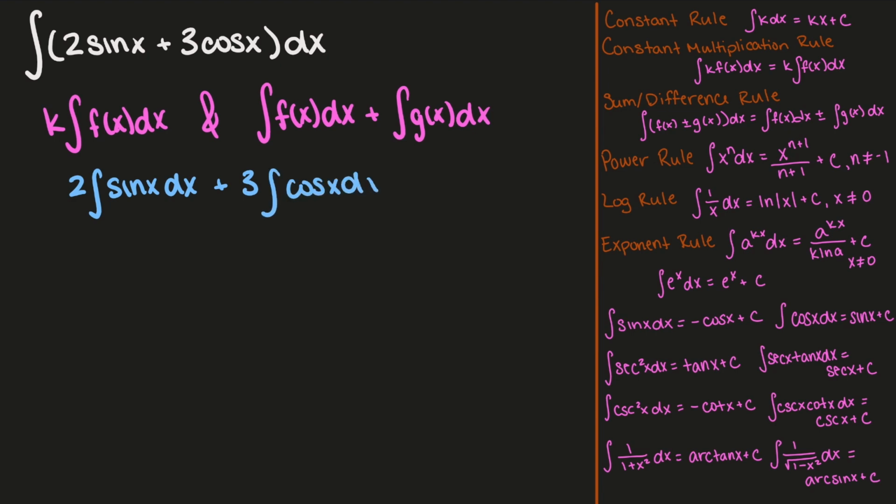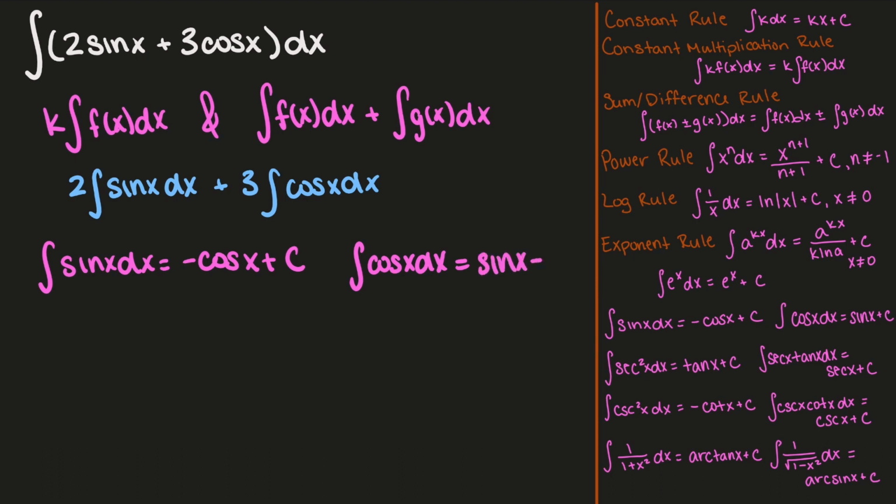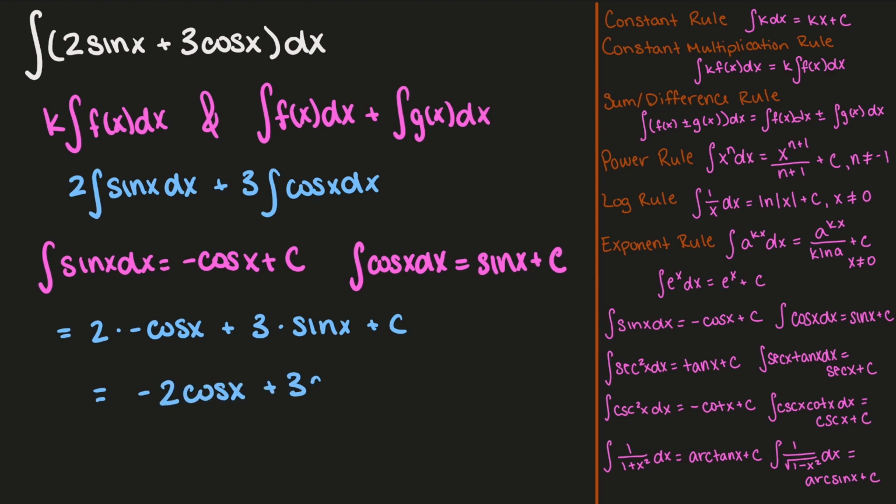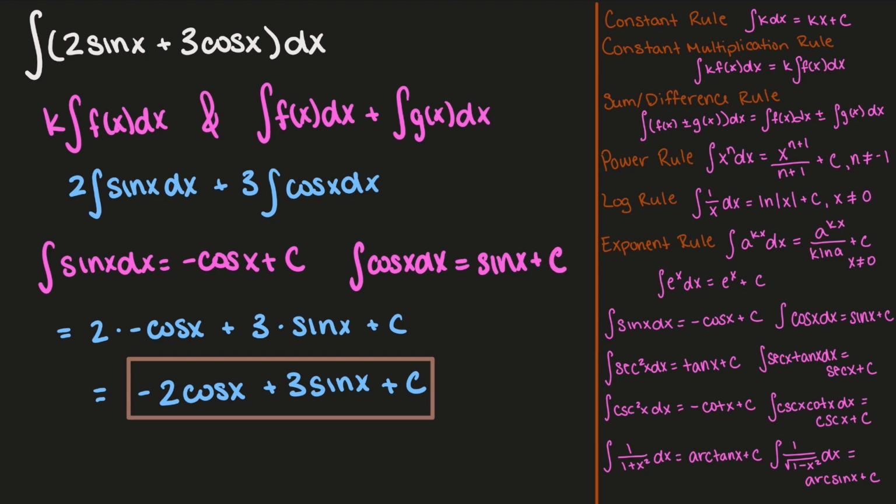cos x dx. And then our integral for sine is negative cosine x plus c, and our integral for cosine is equal to sine x plus c. So this will become 2 times negative cos x plus 3 times sine x plus c, or negative 2 cos x plus 3 sine x plus c.